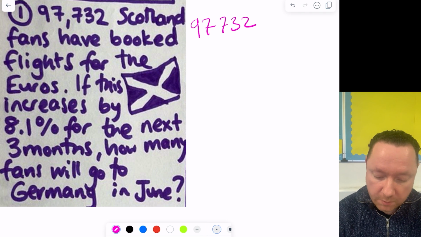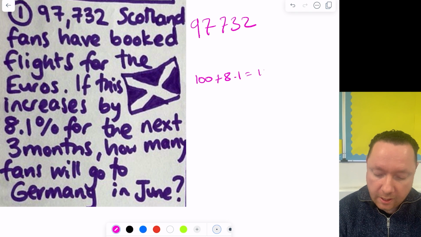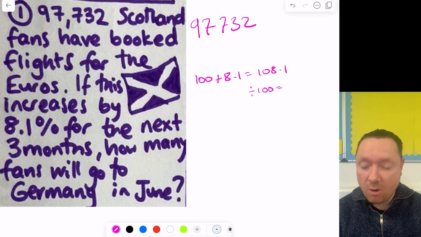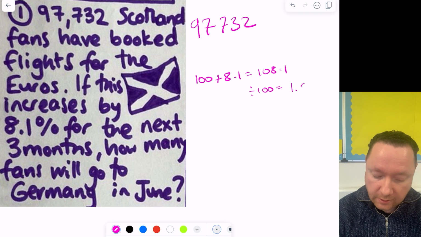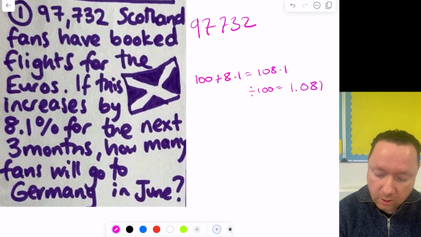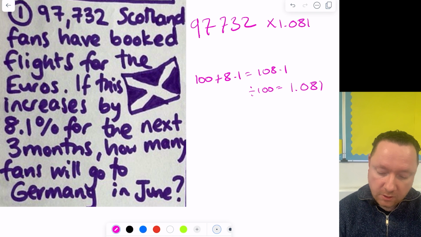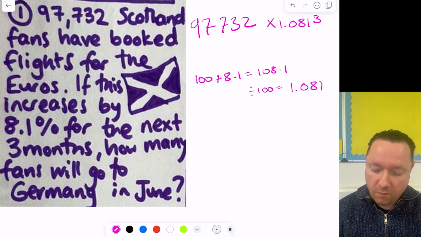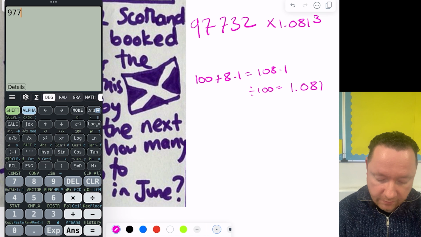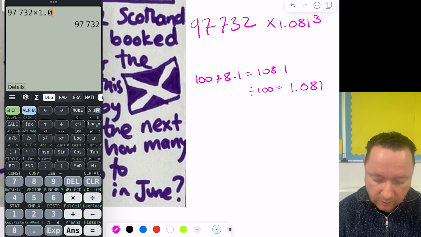So 8.1%, so I want to do 100 plus 8.1 to get 108.1, and then I immediately divide that by 100 to get it into a decimal multiplier, which is 1.081. So I need to times by 1.081, and the power is 3 because it's 3 months. All of that's getting done in a calculator. 97732 times 1.081 to the power of 3.